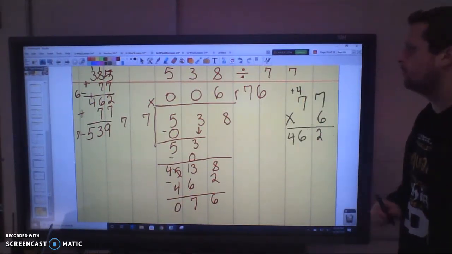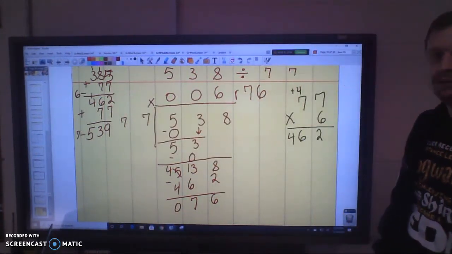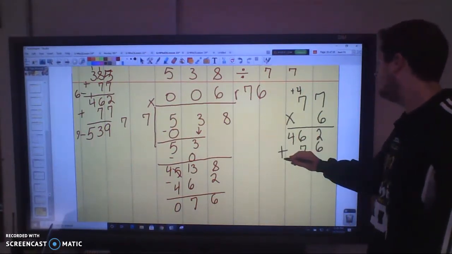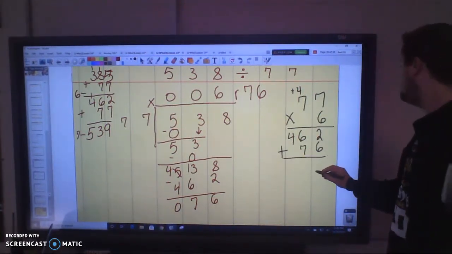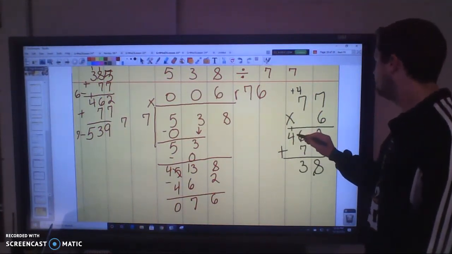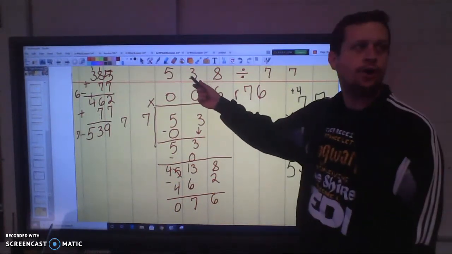So there's 462, which was our last multiple that we came up with. Makes sense. Plus 76. 6 plus 2 is 8. 7 plus 6 is 13. 4 plus 1 is 5. 538. That is what our dividend was.